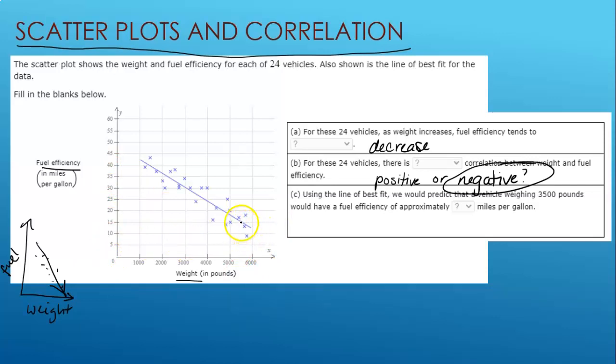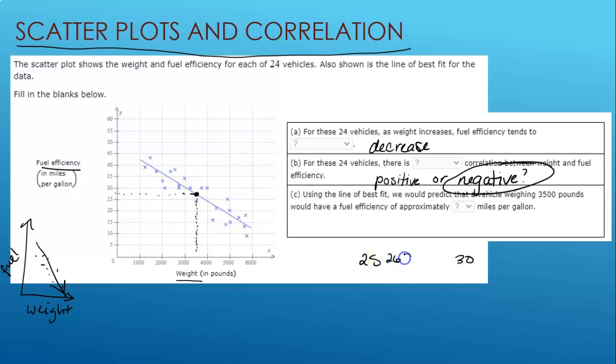And then we can use our line of best fit to make some predictions. We could predict that a vehicle weighing 3,500 pounds, so that's about right here. That's 3,500 pounds. And we want to follow it up to our line of best fit. We don't want to follow it up to the X. We want to follow it up to our line of best fit, which is about right there. If I follow that over, I can see that's about halfway in between 25 and 30.